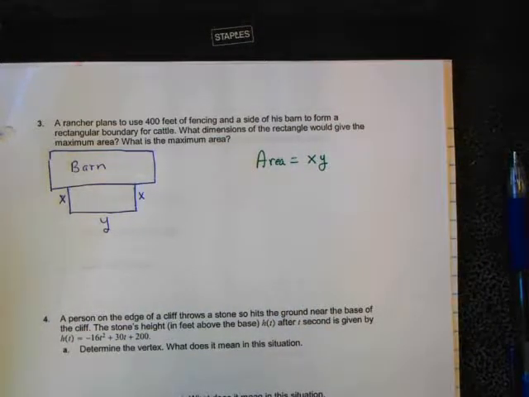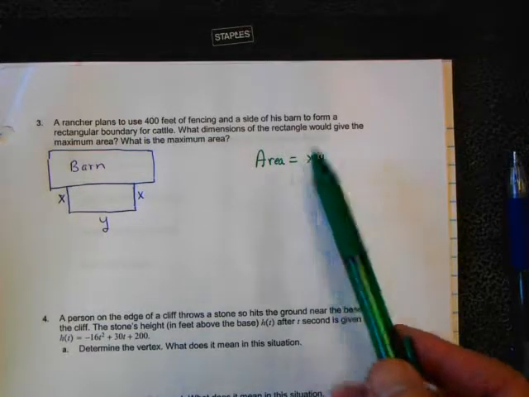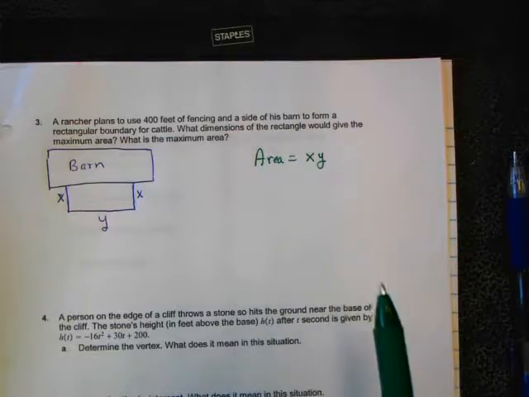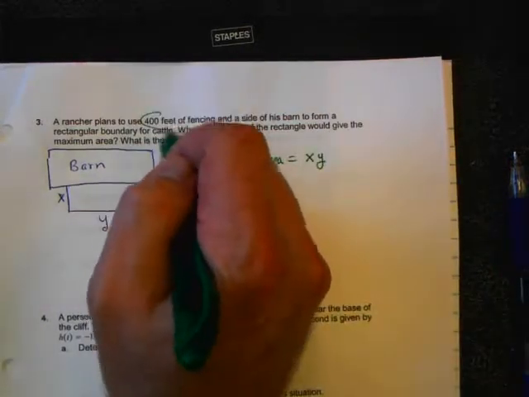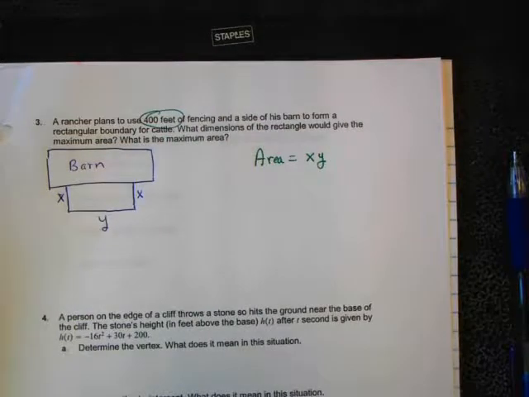Well, not a whole lot I can do with that because it has too many letters. It's got x and y. I'm only good with equations that have one letter. So I need to come up with something to get rid of one of these two letters. I think what I need to do is use the fact that I have 400 feet of fencing. I haven't used that information yet. What does that tell you?